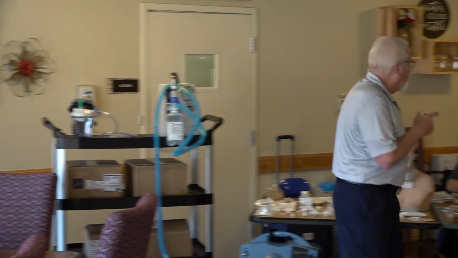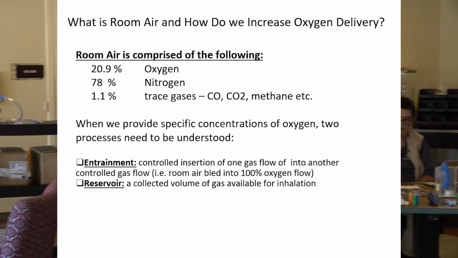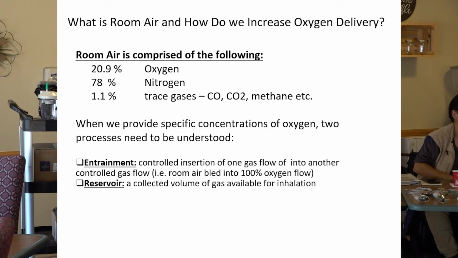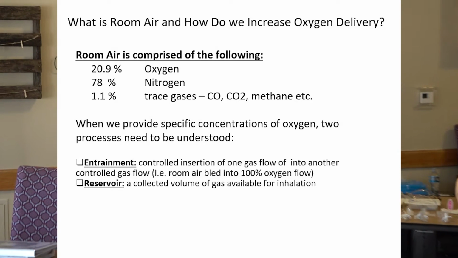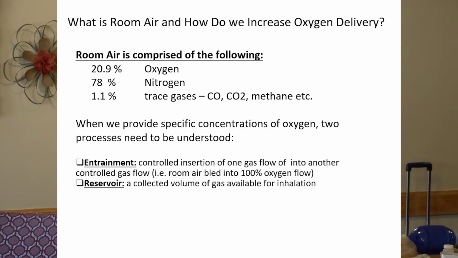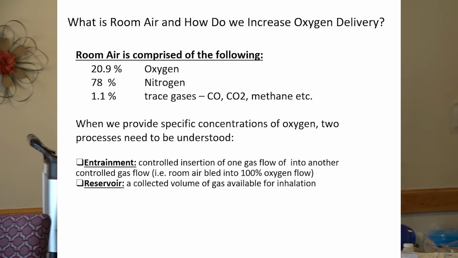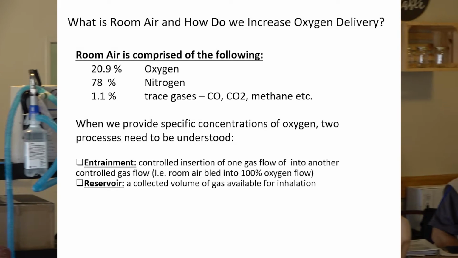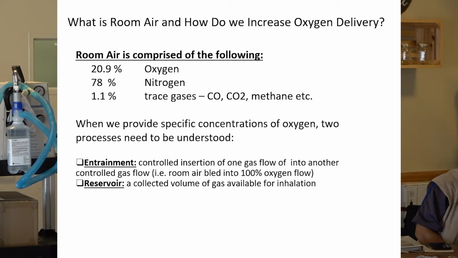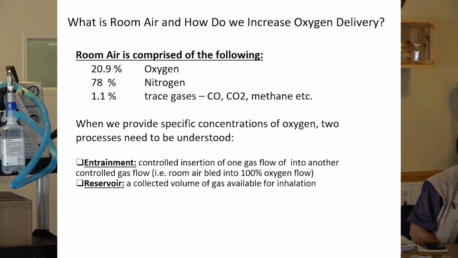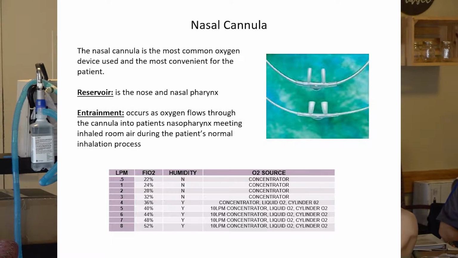So everybody knows room air is 20.9%, but we usually refer to it as 21. Nitrogen is 78%, and trace gases are 1.1. When we provide specific concentrations of oxygen, two processes need to be understood. One is entrainment and one is a reservoir, and I'll get into those in just a little bit.